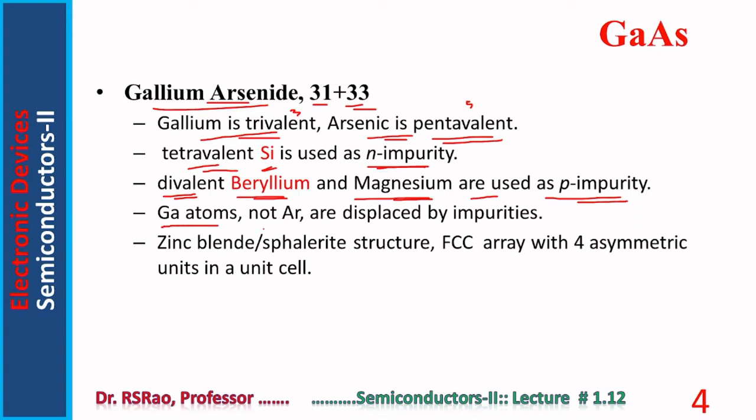Gallium atoms, not arsenic ones, are displaced by impurities. The structure is zinc blende or sphalerite structure. FCC array with 4 asymmetric units in a unit cell. FCC stands for face-centered cubic.